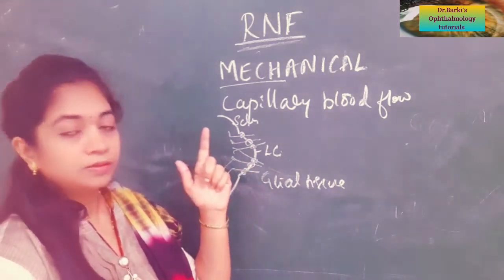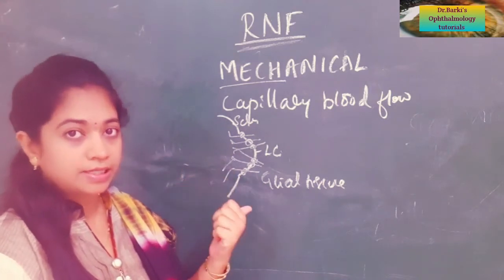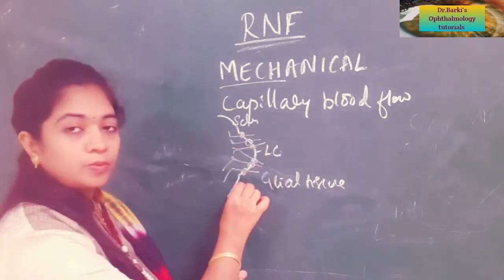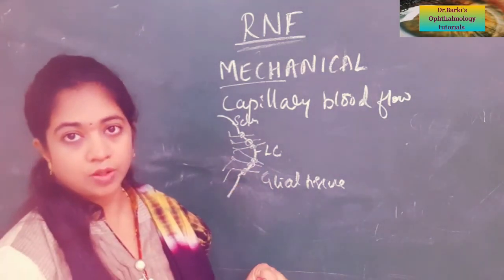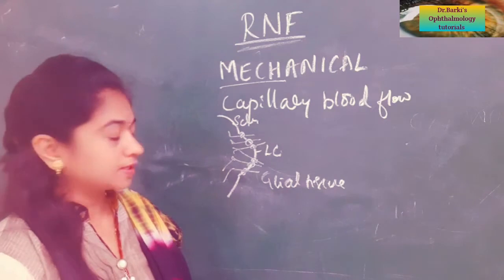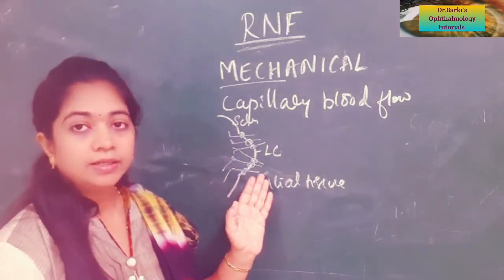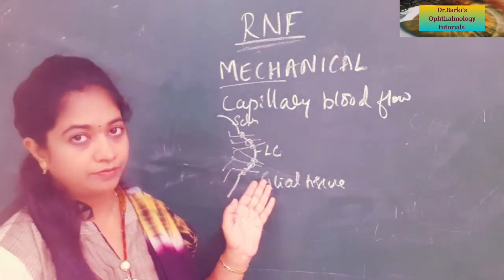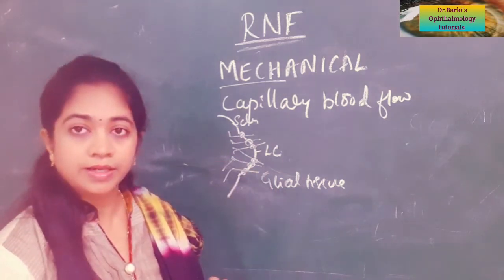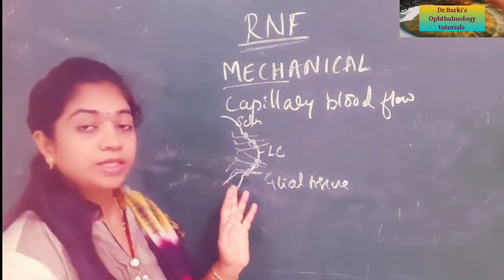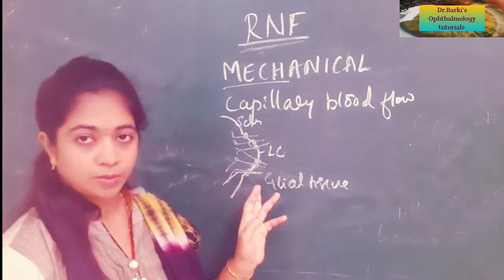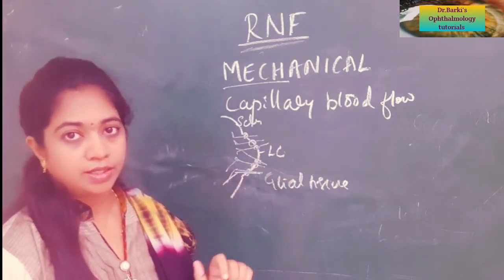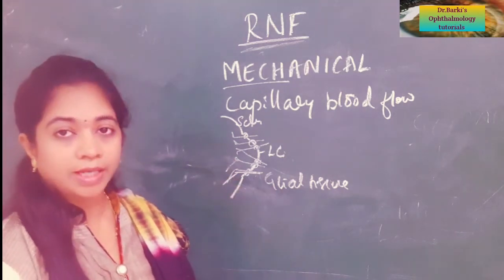So what happens when there is increased pressure? Because of the posterior bowing of the lamina cribrosa, all these pores will become squeezed. They will decrease in size and it will mechanically disturb the retinal nerve fibers, leading to retinal nerve fiber damage. Also, there is angulation of these retinal nerve fibers because of the posterior bowing, leading to damage to the retinal nerve fibers. So this is about the mechanical factor.